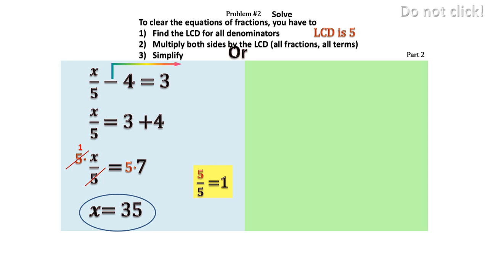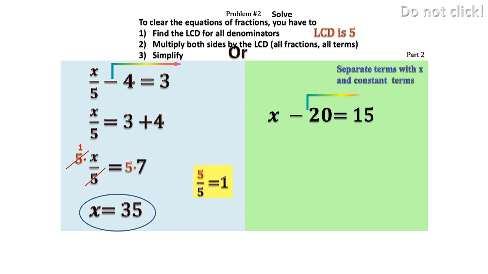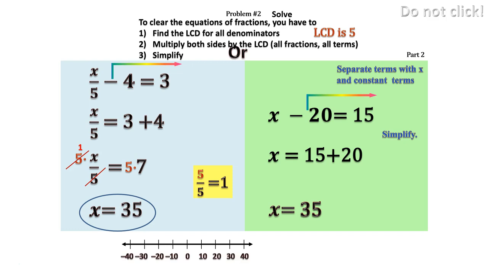Now part 2. So we have x minus 20 equals 15. We are going to separate terms with x and the constant term, so we will move negative 20 to the opposite side, and negative 20 on the opposite side will be positive 20. Now 15 and 20 is just 35, so x is 35. We can show it on the real number line as a point, or we can show it within the curly parentheses.